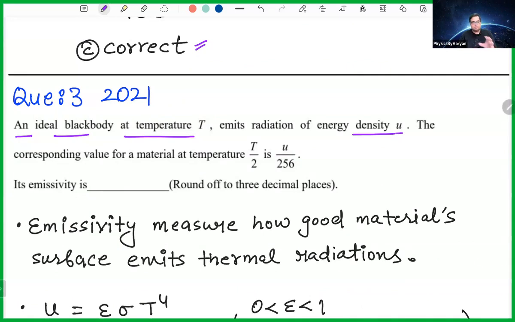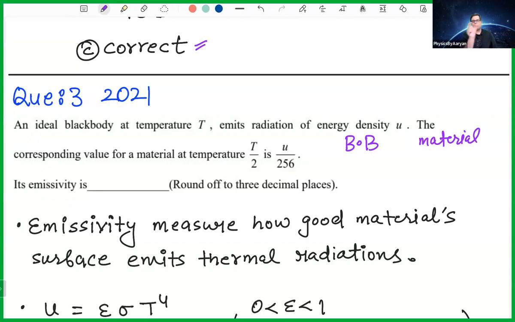Now the corresponding value for a material at temperature T by 2 is U by 256. So read that line very carefully. The corresponding value for some other material at T by 2 is U by 256. What is the emissivity of the material? Okay, that is the question. So now we have two things: one is the perfect black body, and one is some sort of material which is not a perfect black body, which is emitting the radiations, but it's not a perfect black body.